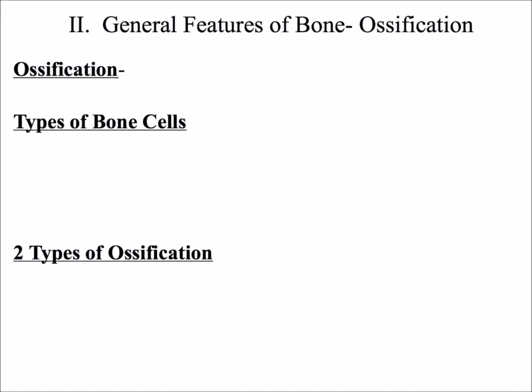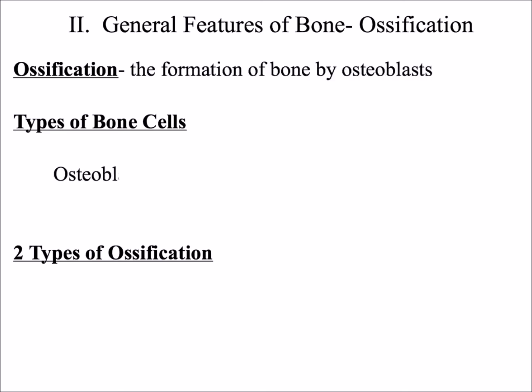Next, we're going to talk about the process of ossification. Ossification means to make bone. In order to make or build bone, you need a special type of cell called an osteoblast. Now, there are other types of cells involved with bone, and we've seen these before in the previous chapter. One is the osteocyte, which is a mature bone cell that maintains bone. You have an osteoblast, which builds bone, and then an osteoclast, which destroys bone.